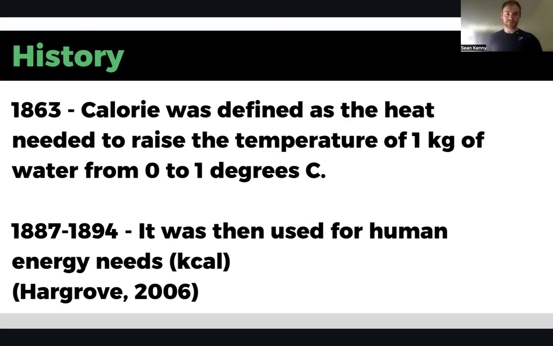So in 1863, a calorie was defined as the heat needed to raise the temperature of 1 kg of water by 1 degree Celsius. So the energy that it took to raise the temperature of water. Then by 1887 to 1894, it was used for human energy needs, what we know today as the human energy calorie. Back in 1863, it was more towards heat engines, so how much heat you would need to raise the temperature of water. That was quite important back in those days in terms of their engines and how they ran on energy. But going into the future, it then became for humans as well.